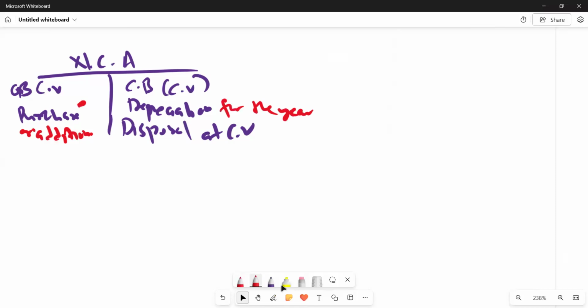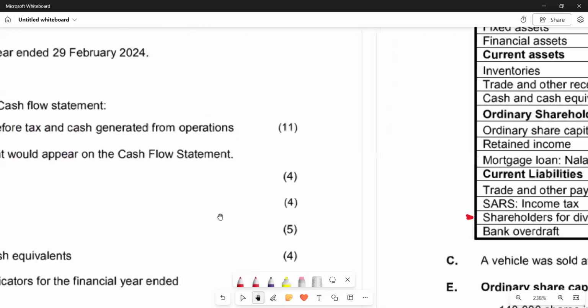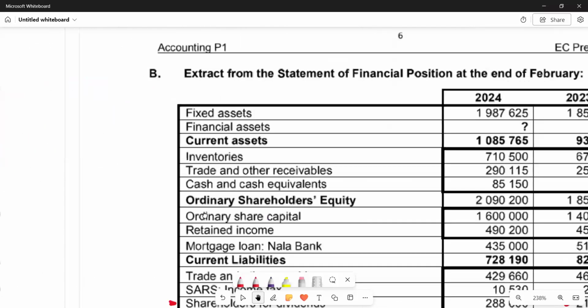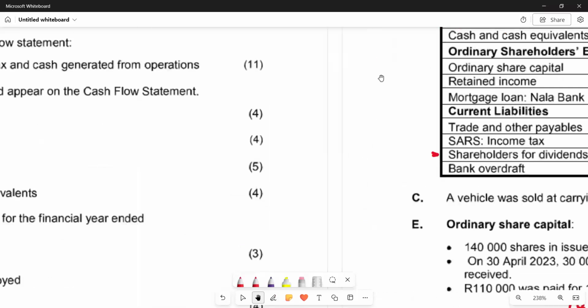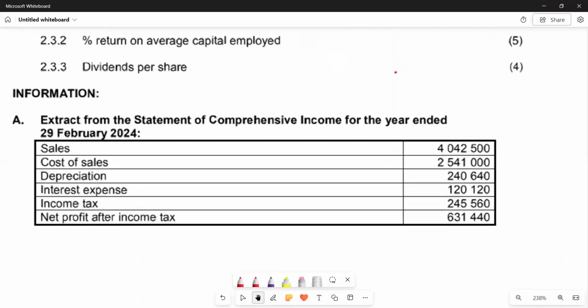So I will go and check our closing balance. We're given the balances for non-current assets. Remember, fixed assets represent non-current assets. So we are saying the closing balance is 1,987,625 plus depreciation for the year. Depreciation for the year, we get it here, which is 240,640 plus disposal at carrying value.